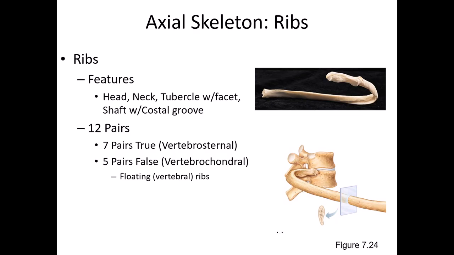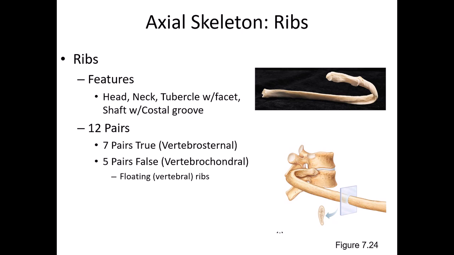And 7 of these pairs are known as true pairs of ribs, and 5 are known as false pairs of ribs. The true pairs are called vertebrosternal, because there's a direct connection to the sternum. And the false pairs are called vertebrochondral because they connect to cartilage. So in a true pair, the rib goes from a vertebra directly to the sternum through one costal cartilage, but the false pairs go from vertebra to cartilage and then to another cartilage.